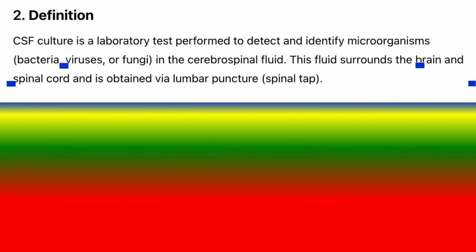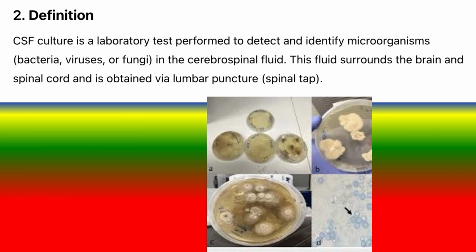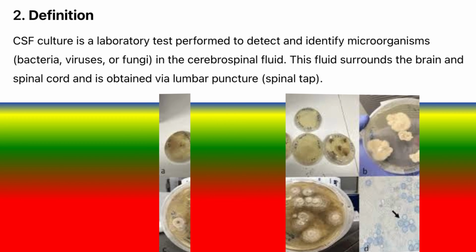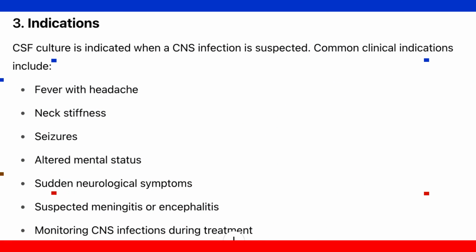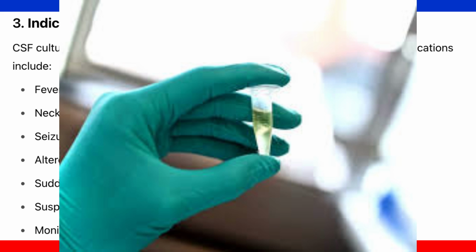Definition: CSF culture is a laboratory test performed to detect and identify microorganisms, bacteria, viruses, or fungi in the cerebrospinal fluid. This fluid surrounds the brain and spinal cord and is obtained via lumbar puncture, spinal tap. 3. Indications: CSF culture is indicated when a CNS infection is suspected. Common clinical indications include fever with headache, neck stiffness, seizures, altered mental status, sudden neurological symptoms, suspected meningitis or encephalitis, monitoring CNS infections during treatment.